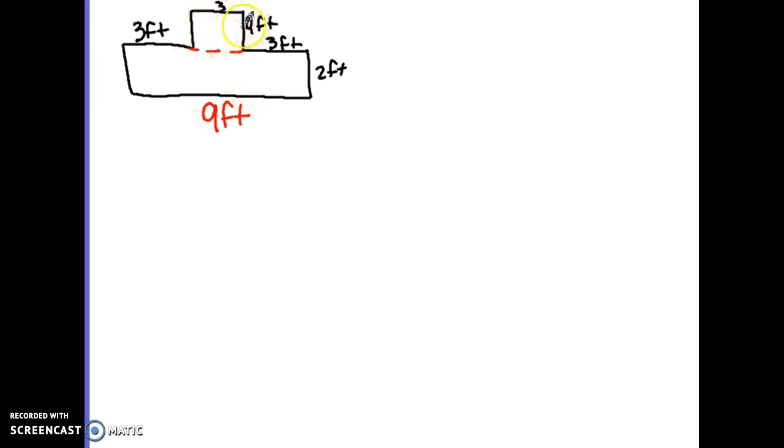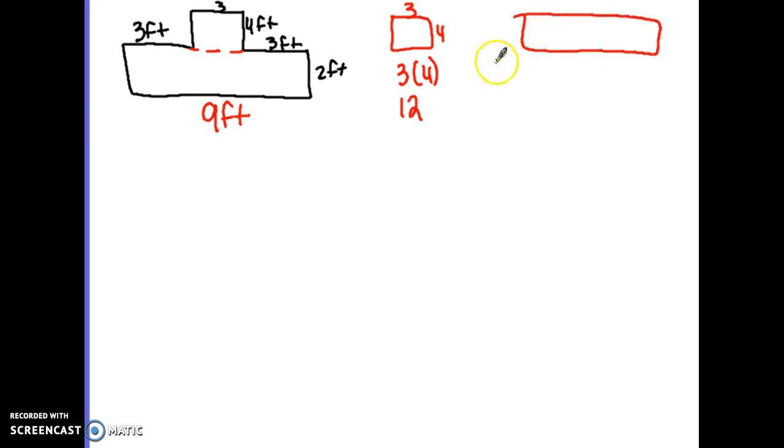And for this little one, I already have my dimensions. It's a 3 by 4, which means the area is 12. And for the long one, it's a 9 by 2, which means that its area is 18. And when I add 12 plus 18, I get 30 square feet.